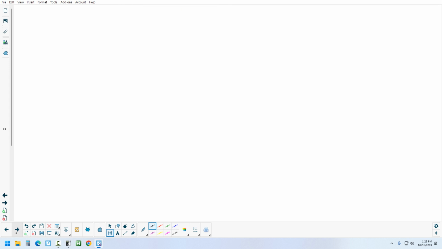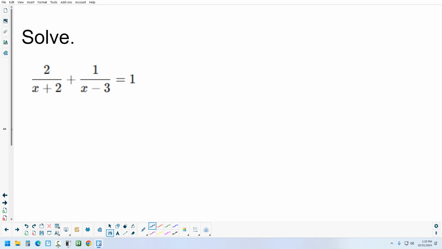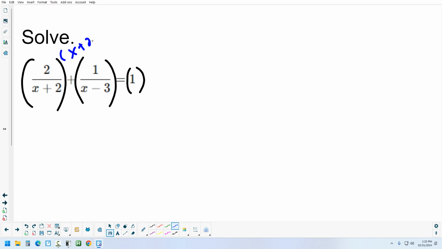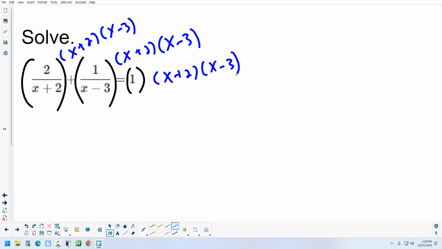Let's look at this one. Okay, so we're going to start just by putting parentheses around everything right away. What's everything going to get multiplied by here? x plus 2, x minus 3. Right, you have to cancel those denominators, so multiply by x plus 2, x minus 3. This one's called quadratic, right?